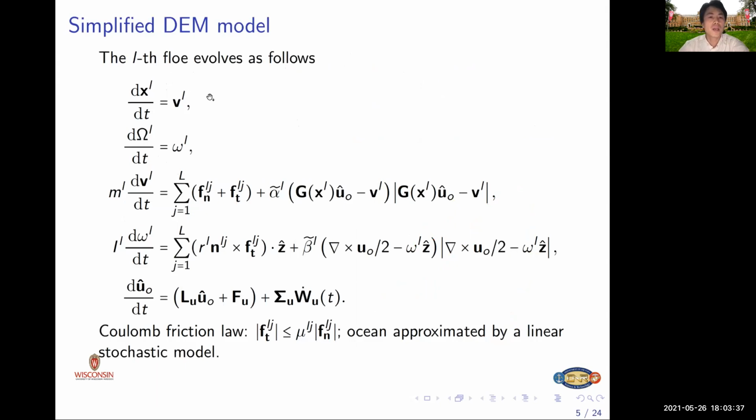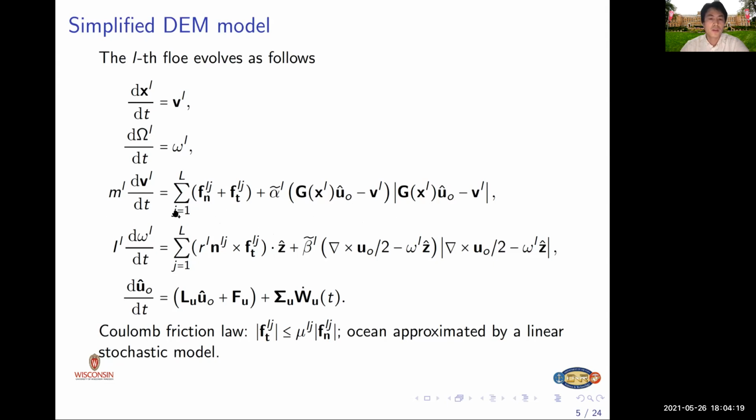To simplify the DEM model, the floe evolves as follows. This is the equation of the position, the center of mass of the floe, and the velocity, the angular position and angular velocity. These two equations are from Newton's law: mass times acceleration equals the force. The force consists of two parts, the contact force and the ocean drag force. The contact force consists of two pieces, the normal directional contact force and the tangential contact force, and then again the ocean drag force.